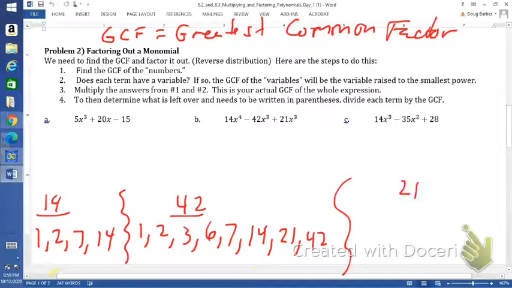And then we have 21. So 1, 3, 7, and 21. So the greatest common factor is going to be 7. So we'll write that there.